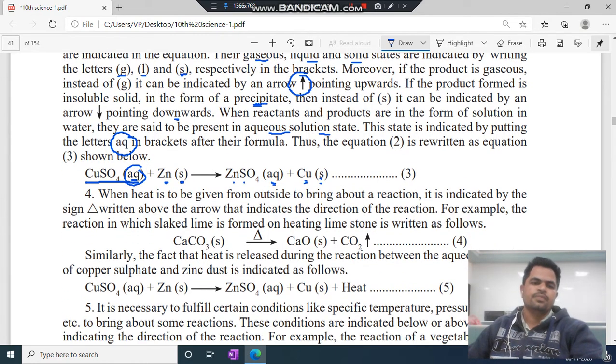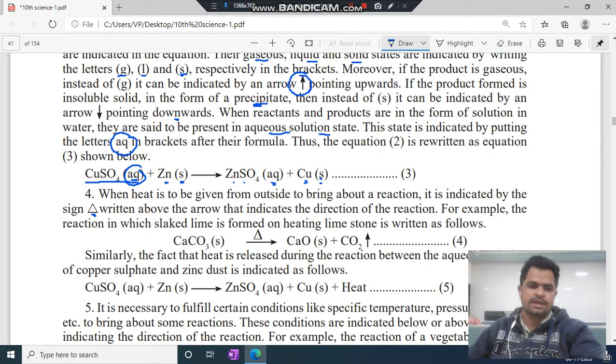Now the fourth: when heat is given from outside to bring about the reaction, it is indicated by the sign delta written here. The sign seems like a triangle, but this is known as delta, written above the arrow, and it indicates the direction of the reaction. This sign is written on the arrow which indicates the direction of the reaction.